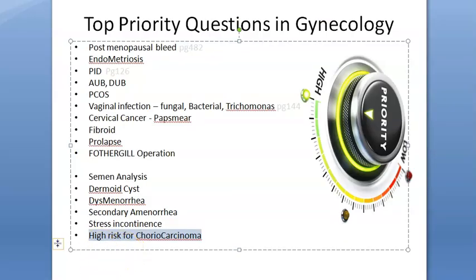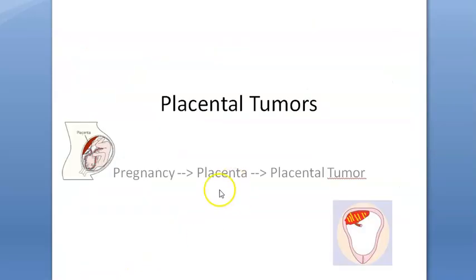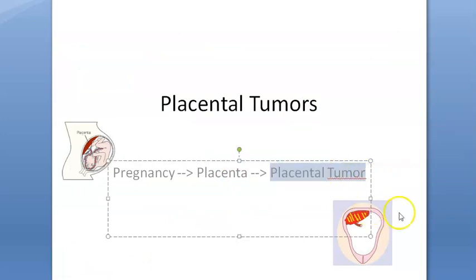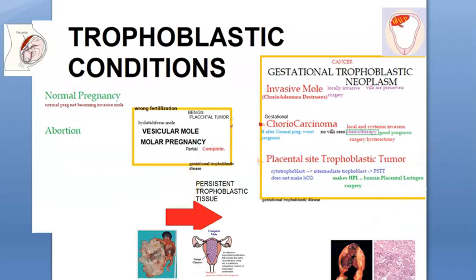What is this? High risk for choriocarcinoma. That means placental tumor has become cancer. So when will this happen? This is a trophoblastic disease. That means placenta. When will placenta form? Only if the person becomes pregnant. So either normal pregnancy or abortion or a vesicular mole.